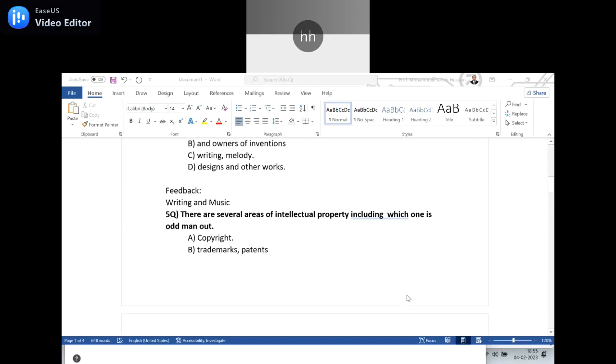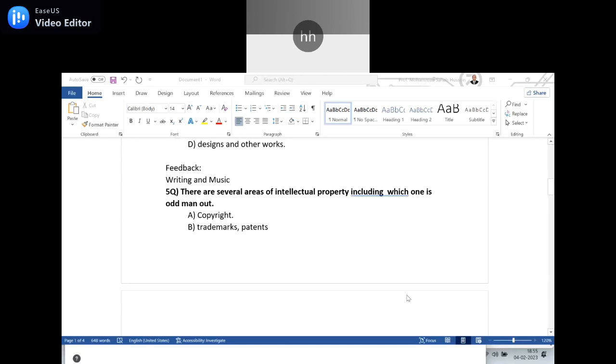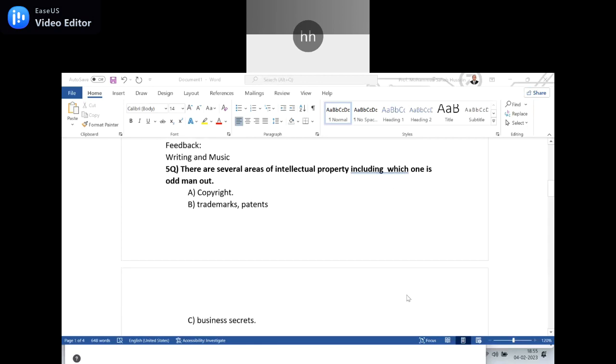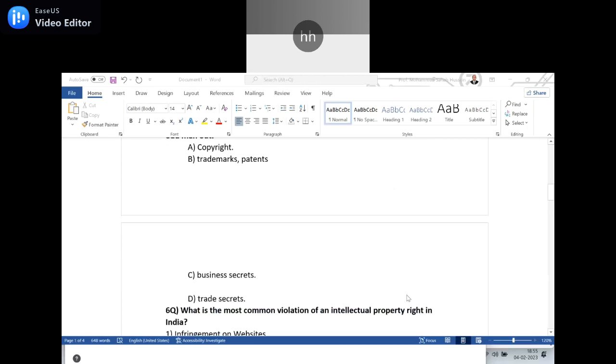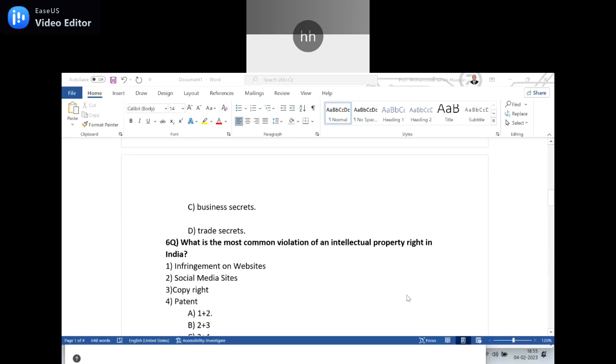The fifth question. There are several areas of intellectual property, including which one is odd man out, meaning not connected to intellectual property. A. Copyright. B. Trademarks and patents. C. Business secrets. D. Trade secrets. Option C, sir, business secrets. Business secrets are not mentioned anywhere; trade secrets are mentioned. So that is not connected.